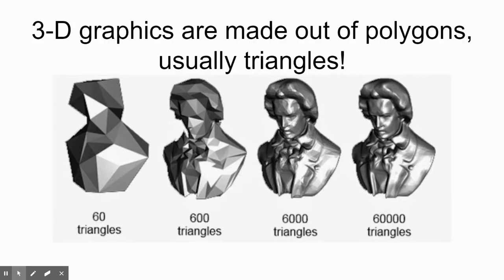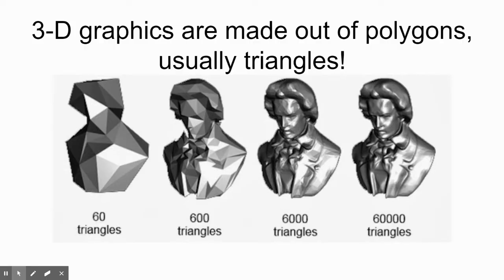And you can kind of see the shape of the face and the hair, and you can see it's a statue. And then if we go 100 times bigger than that, and we jump up to 6,000 triangles, look how much smoother it gets. And look how much more detailed it gets. And then finally, all the way on the right, the final statue is made with 60,000 triangles.